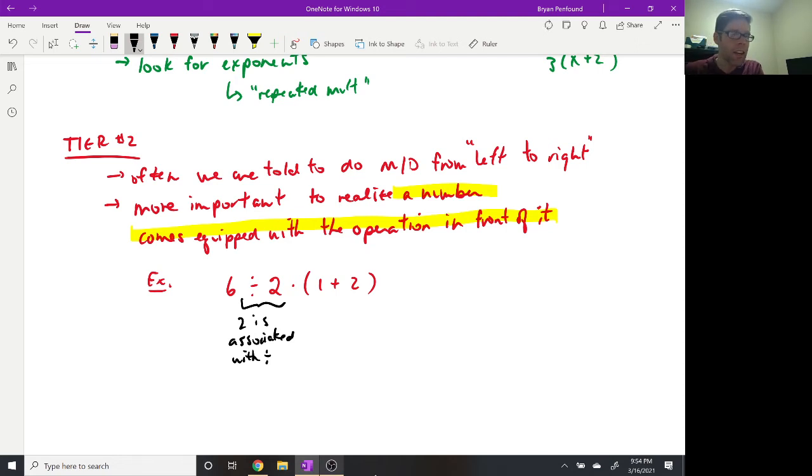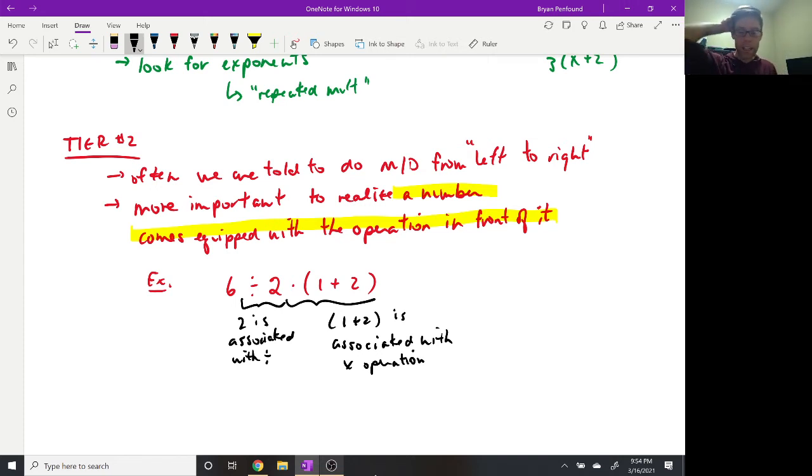There's also one other key operation here inside of tier 2. The other key operation is the multiplication, the understood multiplication between the number 2 and the number that we get from evaluating the brackets. So 1 plus 2, whatever that number is, which we know is 3, is associated with the multiplication operation. Okay, so eventually I'm going to need to multiply something by 3, right? So that's the key idea here.